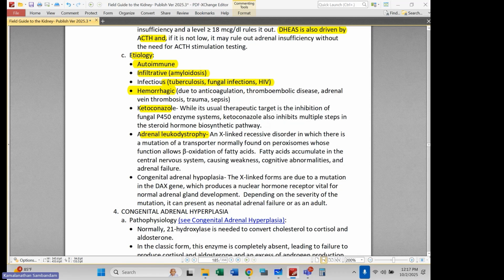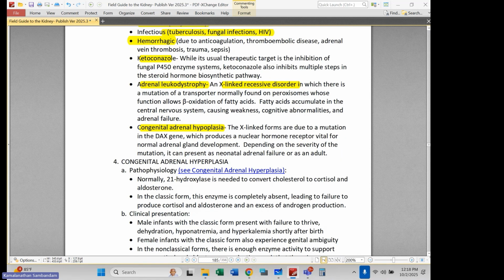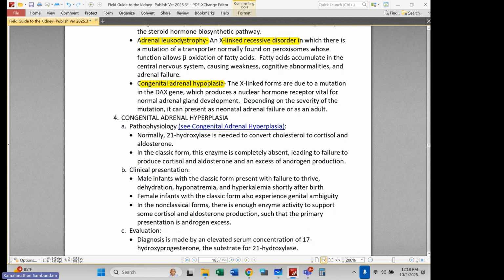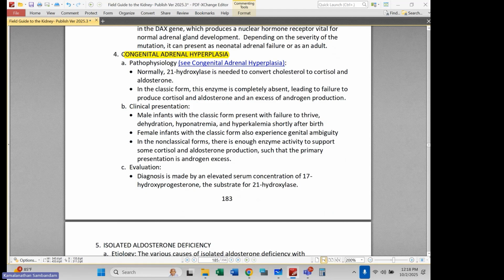Adrenal leukodystrophy is a unique inherited form of adrenal insufficiency. I won't belabor that point since it is pretty esoteric. We're going to talk in more detail about some of the congenital adrenal hyperplasias. In contrast to that set of discussions, there is congenital adrenal hypoplasia, which is another inherited form of adrenal insufficiency, again somewhat esoteric, so I will not belabor that point. Okay, that's a nice segue over to congenital adrenal hyperplasias.